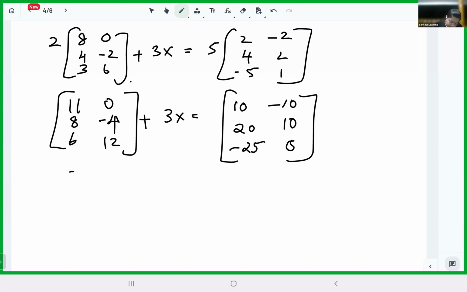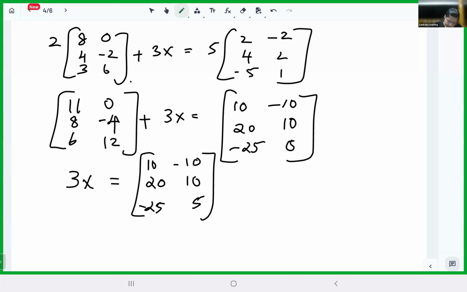So for that I'm placing 3X there itself and taking the matrix from the left side to the right side. So that is 3X is equal to 10, minus 10, 20, 10, minus 25, 5, minus 16, 0, 8, minus 4, 6 and 12.